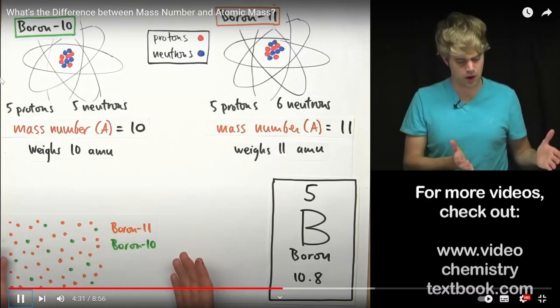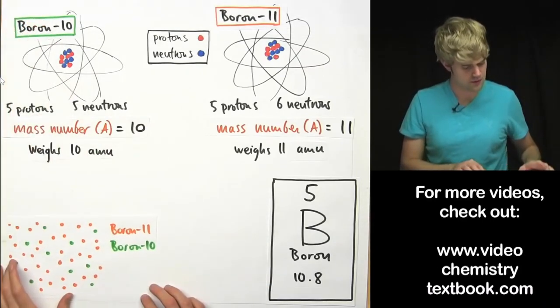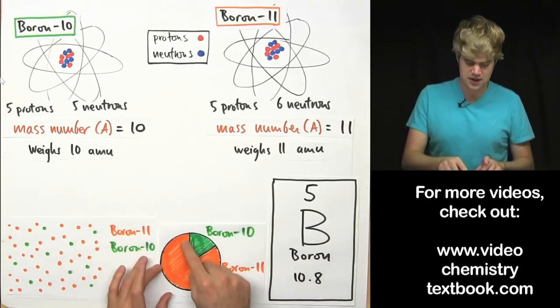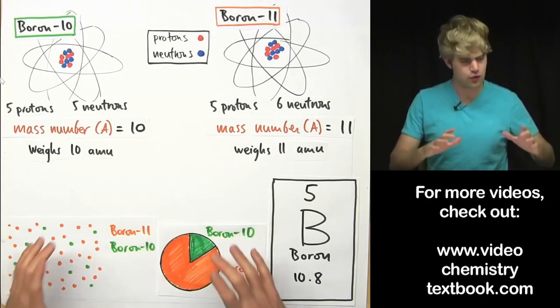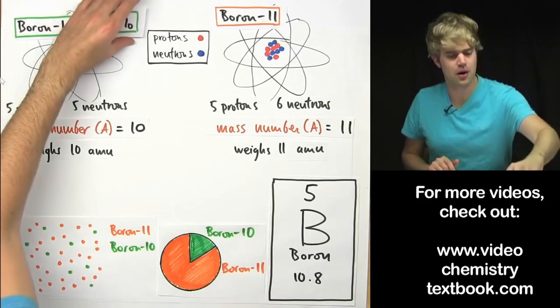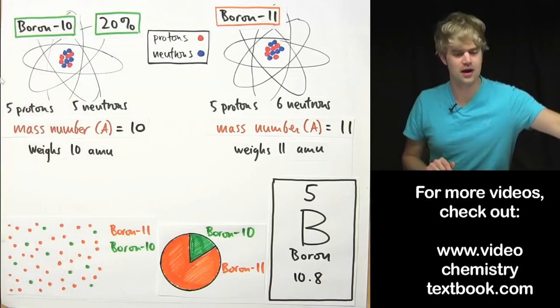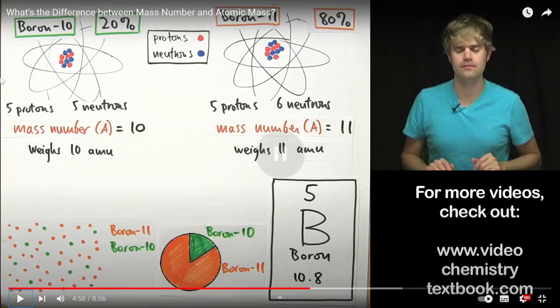Most of them are boron 11, and only a small minority of them are boron 10 atoms. We can look at this on a pie chart just to get this point home, and you can see that the vast majority of them are boron 11 with a smaller amount that's boron 10. If you crank through the math here, you'll find out that about 20% of the boron atoms in the world are boron 10, whereas 80% of them are boron 11. So fill that in the boxes at the top. About 20% are boron 10, about 80% are boron 11.